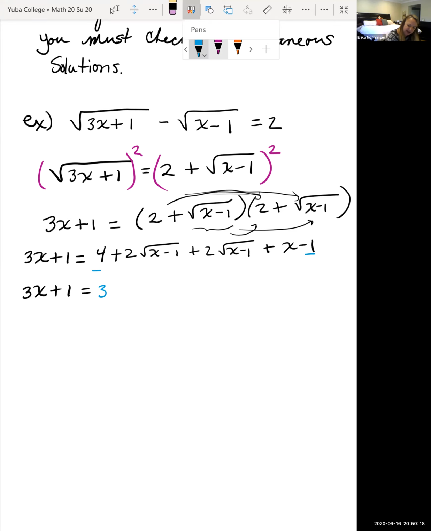We can add expressions with radicals if they have the exact same radicand, what's underneath. And so we can combine 2 square root of x minus 1 plus 2 square root of x minus 1. You just add the coefficients in front, 2 plus 2. So that's plus 4. Keep the radical the same, square root of x minus 1. And then I notice I still have this plus x over here that I haven't added to anything else.